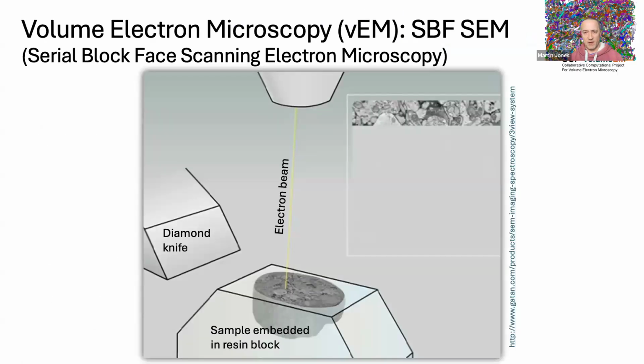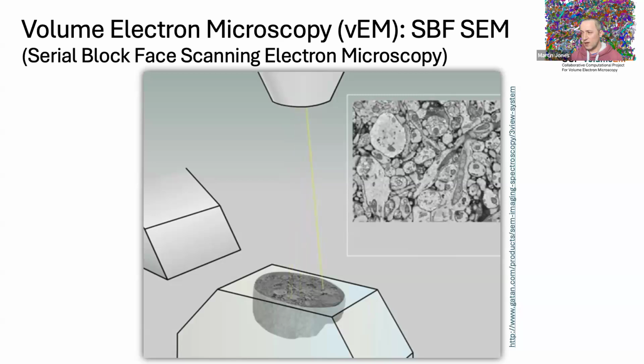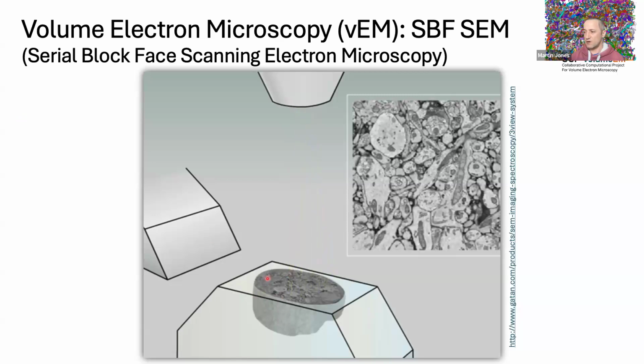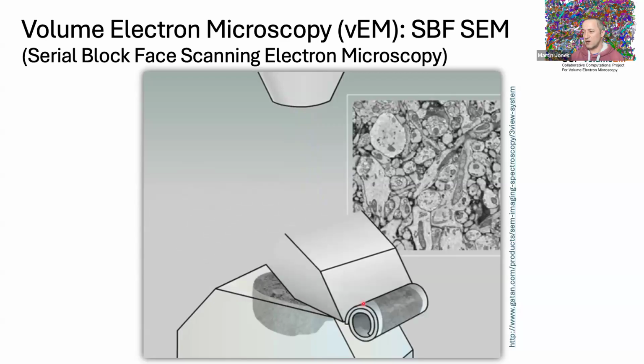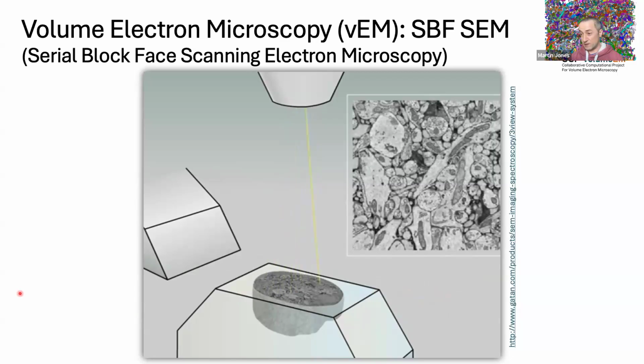For anyone who's not familiar with Volume EM, I'll also give a very quick introduction to why we need these advanced computational methods. So this is a particular type of Volume EM called serial block face scanning EM. We scan over the surface of the sample like a normal electron microscope, scanning electron microscope, but then we can cut away the surface and image again and slice and image and slice and image thousands and thousands of times.